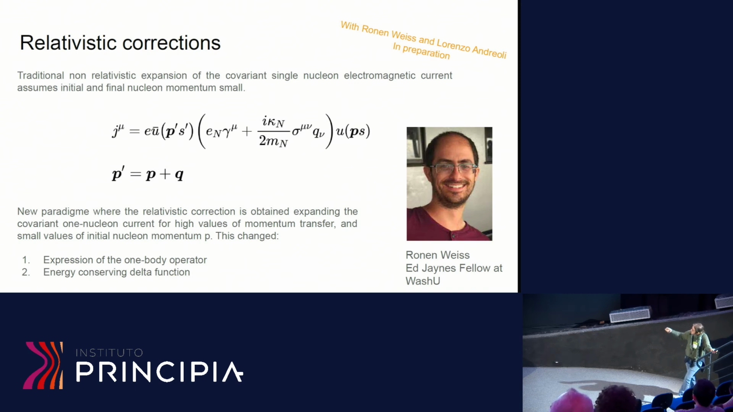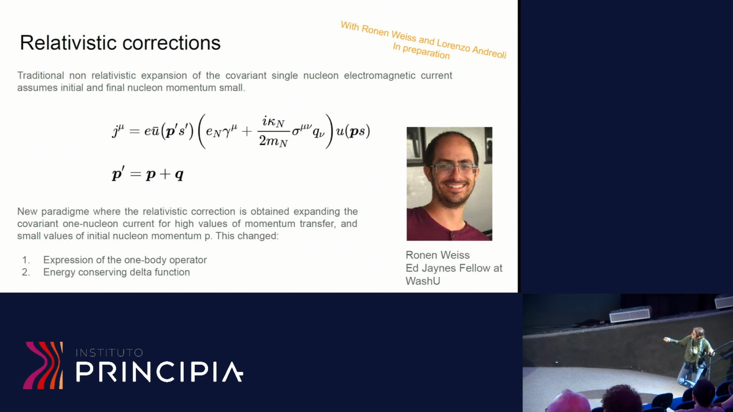So the paradigm usually is to take the covariant one-body electromagnetic current operator. In order to utilize it in our non-relativistic framework, one performs a non-relativistic expansion of this operator. Traditionally, the non-relativistic expansion is done assuming that both p prime and p, so the initial nucleonic momentum and the final nucleonic momentum, are small. So that's how we incorporate the correction. But the new paradigm is that, yes, the initial momentum of the nucleon is small, but the final momentum can be large, and that can be a knocked-out nucleon.